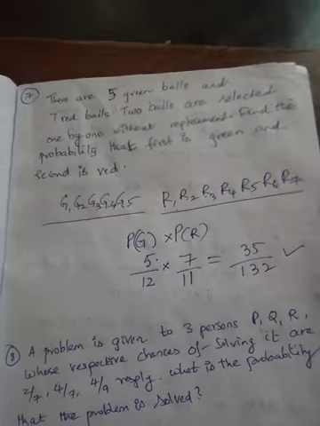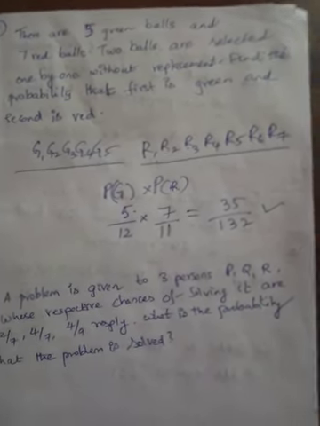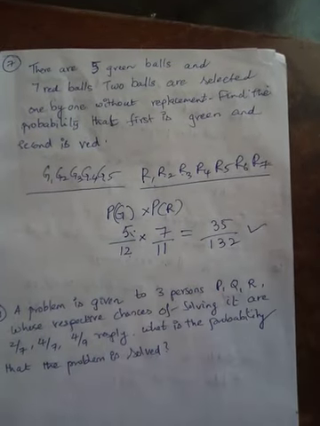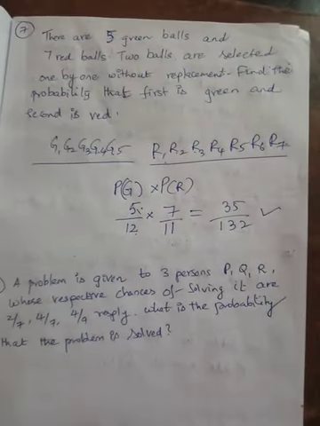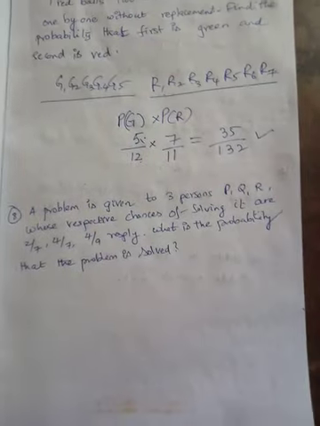Is it clear? If you had to select with replacement, if you get 5 by 12, again you will get 7 by 12 only. Why? Because you are going to replace the ball, so the number will not change. Let me go to the next question.